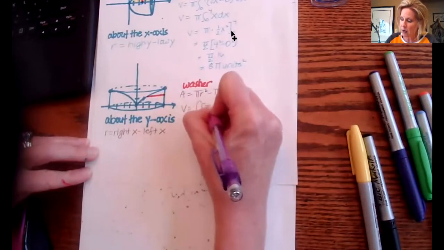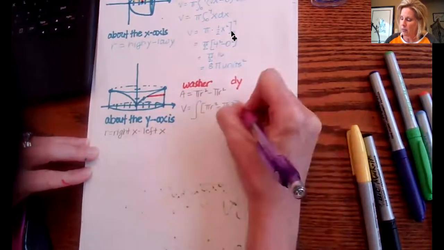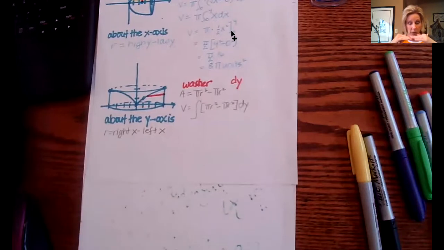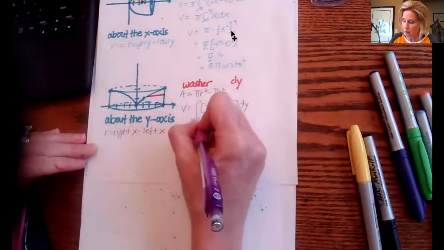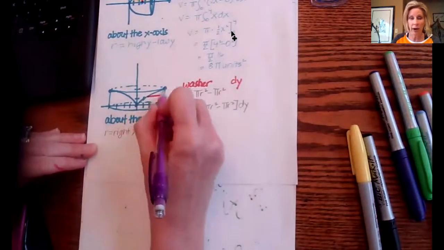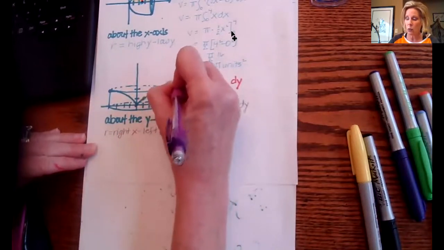Now, what I'm going to do is say the volume is going to be, and I'm going to have to say pi r squared minus pi r squared, and then dy. I had already figured out I was going to integrate with respect to y. That means I've got to integrate from my lowest y. Well, my lowest y is right here at y equals 0, to my highest y.